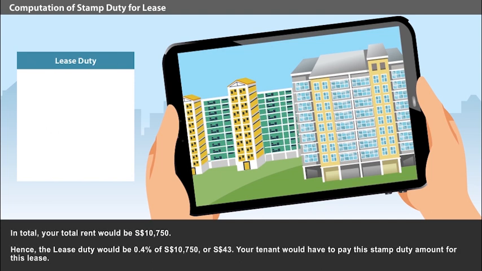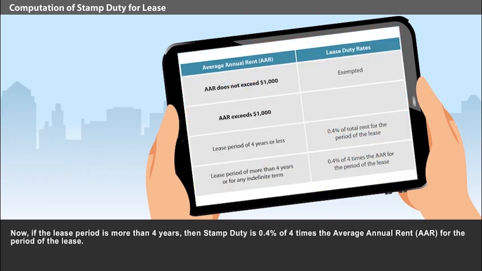In total, your total rent would be $10,750. Hence, the lease duty would be 0.4% of $10,750, or $43. Your tenant would have to pay the stamp duty amount for this lease. Now, if the lease period is more than 4 years, then stamp duty is 0.4% of 4 times the average annual rent, AAR, for the period of the lease.